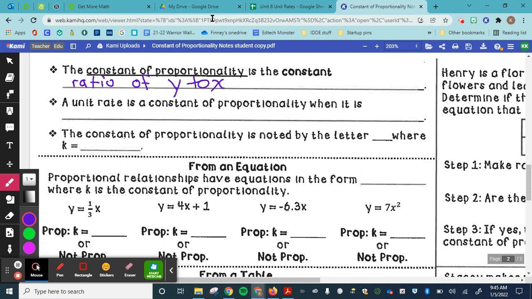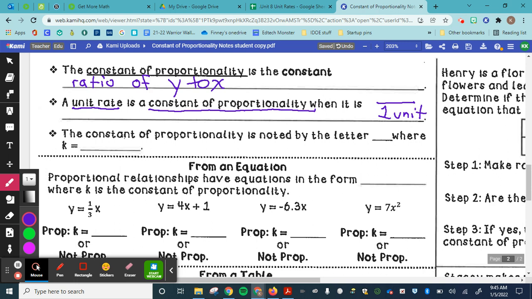Constant of proportionality is the same thing as a unit rate. Shinar, you're not allowed to answer this because you told me yesterday. What is a unit rate? Where the second number is a 1. So if a unit rate is a constant of proportionality, it will look like this. It'll have some number over 1 unit. So that's the same as what we've already worked with.